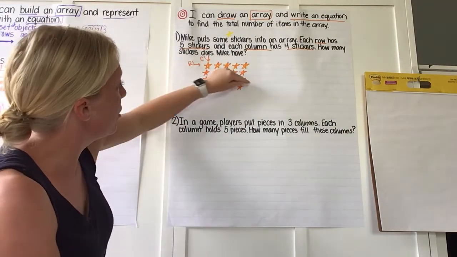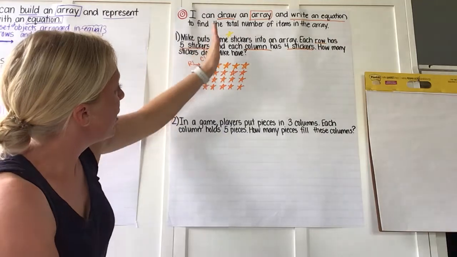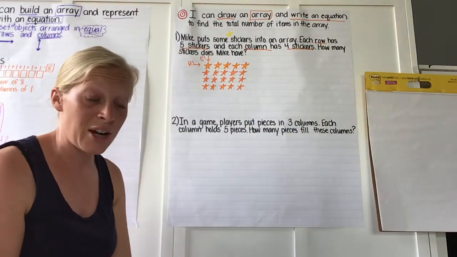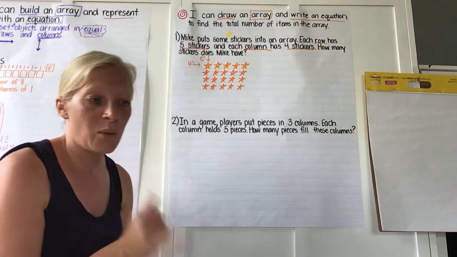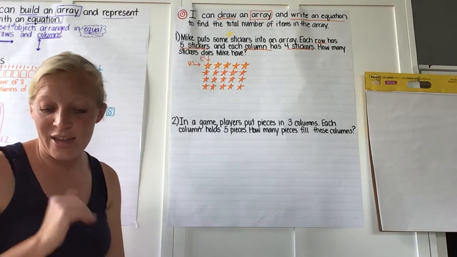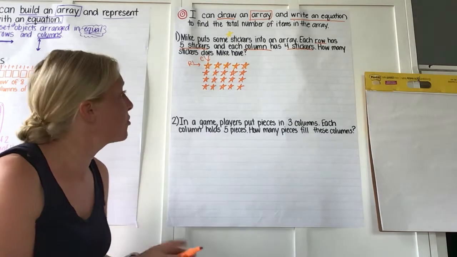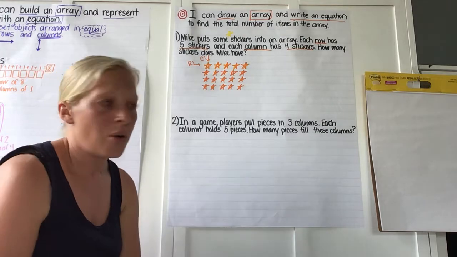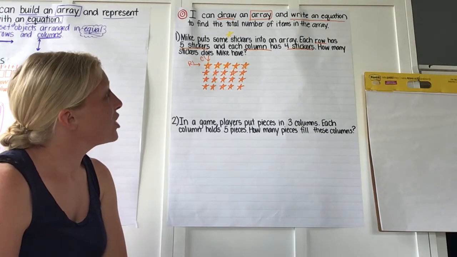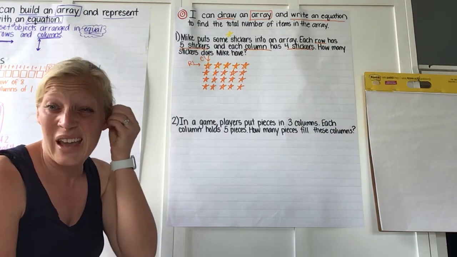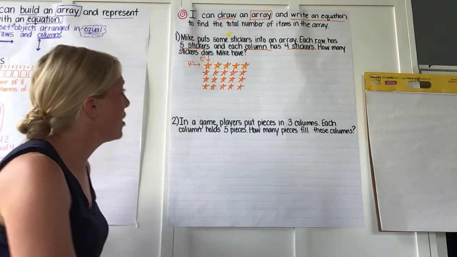4 rows of 5. Each column has 4. Is that what our array should look like? Give me a wiggle waggle if you did that same array. Either you built it and then drew it, or just drew it. Okay, so now we need to write an equation to find the total numbers. I don't know how many we have. What was your equation?